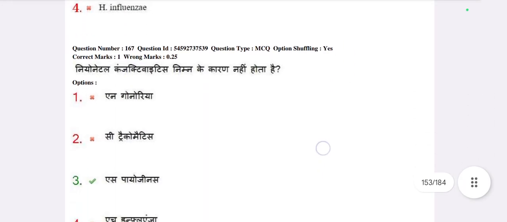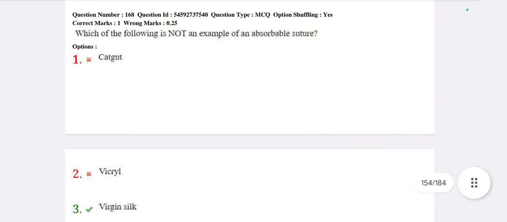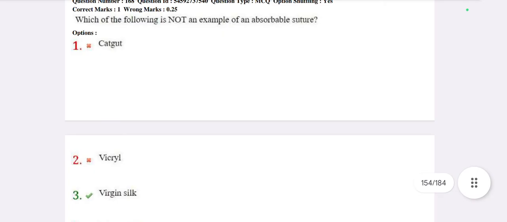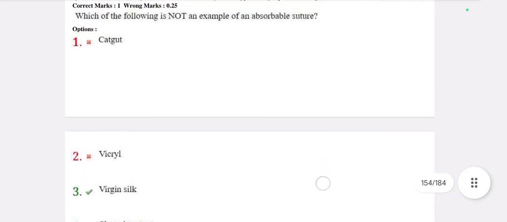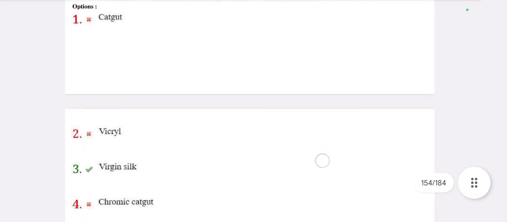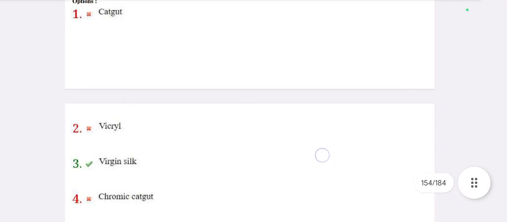Our next question is, which of the following is not an example of absorbable suture? First, catgut, second, visceral, fourth, virgin silk, fourth is chromic catgut. Right answer is virgin silk.